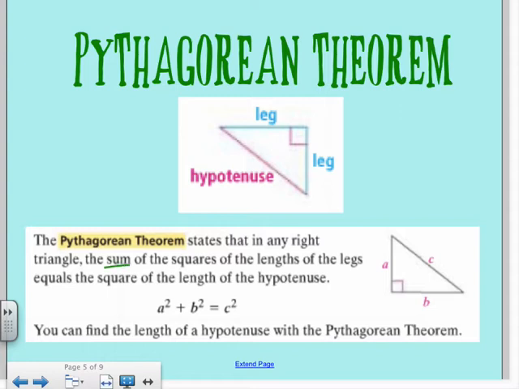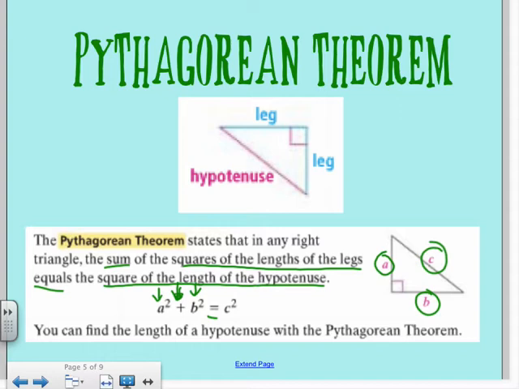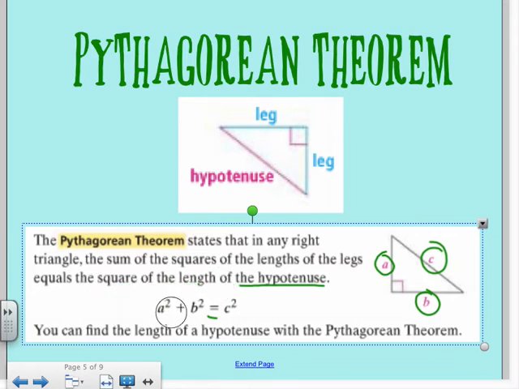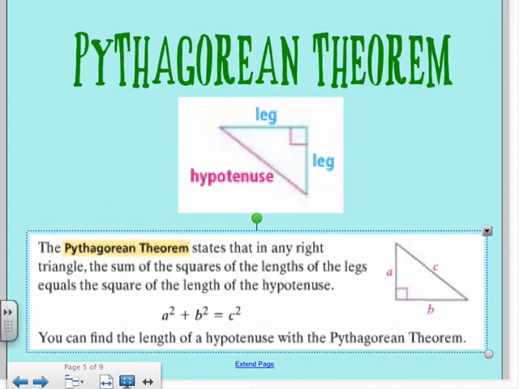So let's look at that. Sum means addition, so we're adding something up. We're adding up the square of the lengths of the legs. The two legs in this case are A and B. So they squared A and they squared B and they added them up. So squaring the legs and adding them up equals, so there's our equal sign, the square of the length of the hypotenuse, in this case, C. So C squared. What this is saying is if you take the two legs and you square them, it will always equal the hypotenuse squared.